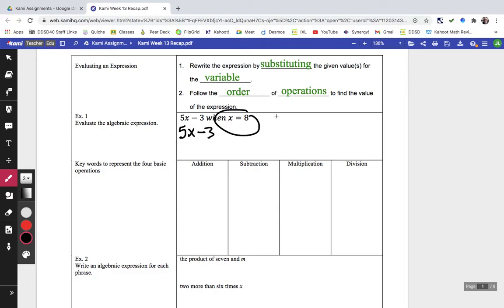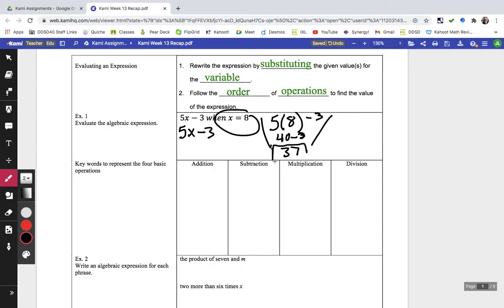It's 8. So we're going to rewrite it as 5 times 8. When we put two numbers next to each other with parentheses now in algebra, that means multiplication, and we're going to subtract 3. And then we just do the order of operations. So it looks kind of like that. 5 times 8 is 40. 40 minus 3 is 37.